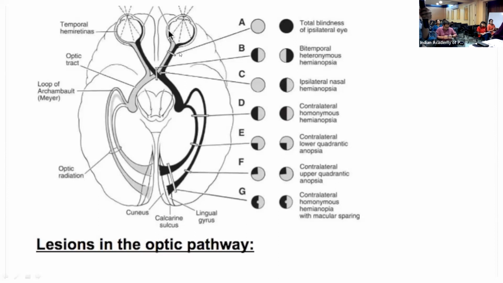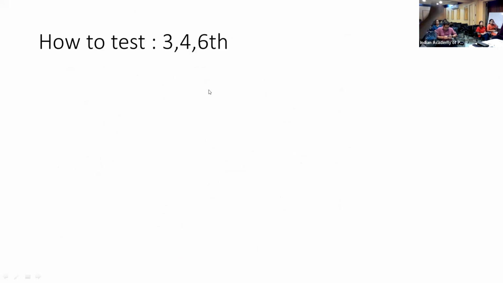And of course, if there is optic nerve lesion, complete blindness on that side. So you can be asked this question again in the OSCE by fill in the blanks, okay? Which of these is which one? Next, how to test the third, fourth, and sixth cranial nerve.